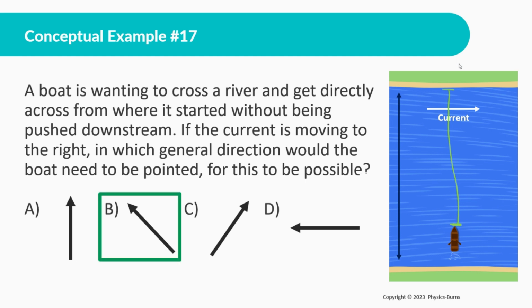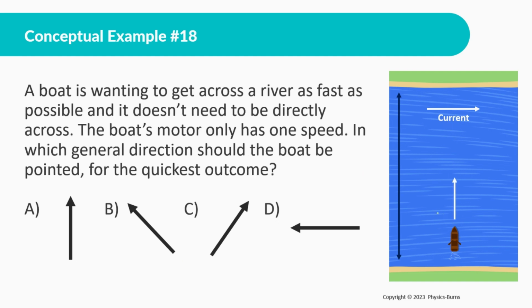The answer is going to be B, and that should make sense because you have to go somewhat against the current in order to go directly across, because if you try to just go directly across, you're going to get pushed downstream like the last problem. However, if you angle your boat like this, you have a chance of going directly across and moving to the other side.